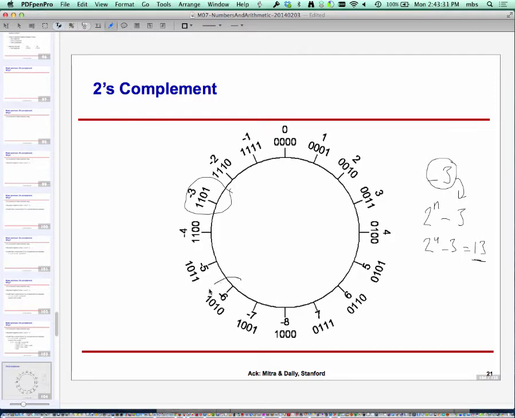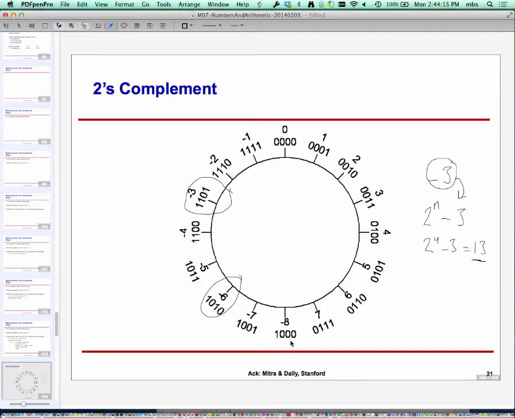Let's take -6. So -6, we are saying we are going to represent it as 2 to the power 4 minus 6, which is 16 minus 6, which is 10. So whatever is the 4-bit representation of 10 is what the representation of -6 would be, and you would see that is indeed the case. Let's take -8. -8 is kind of an interesting one. So if the representation of -8 is going to be 16 plus -8, which is 16 minus 8, 8. 8 in 4 bits is 1, 0, 0, 0, so it is that out here. And same thing for the other ones.